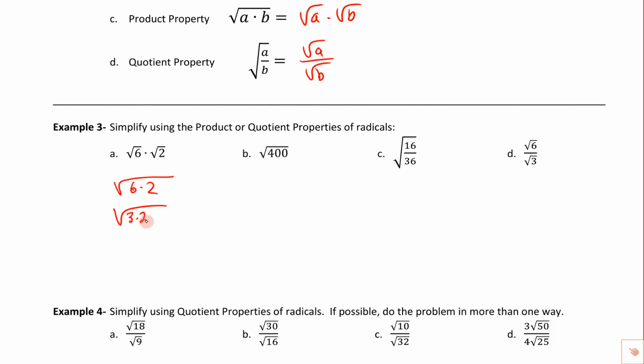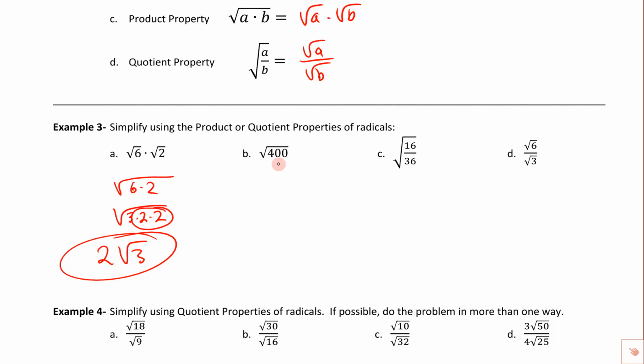I'm going to do 3 times 2 times 2. And by simplifying, what I mean is I've got to identify the factors so that I can take out groups of factors. In this case, we're doing a square root, so we're looking for pairs. I didn't have a pair in either one of them, but when I put them together, now I have a pair of 2's. So I'm going to circle that 2. We've got a 2 on the outside, a 3 on the outside. So there's the answer.